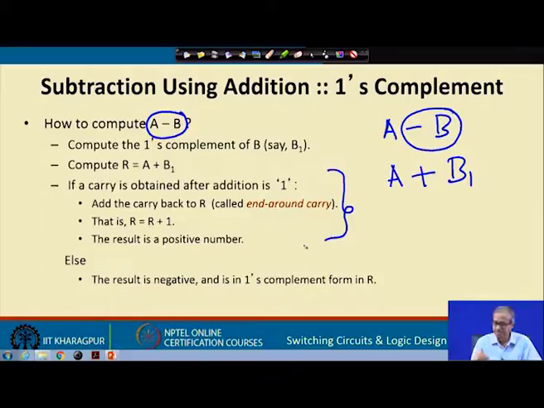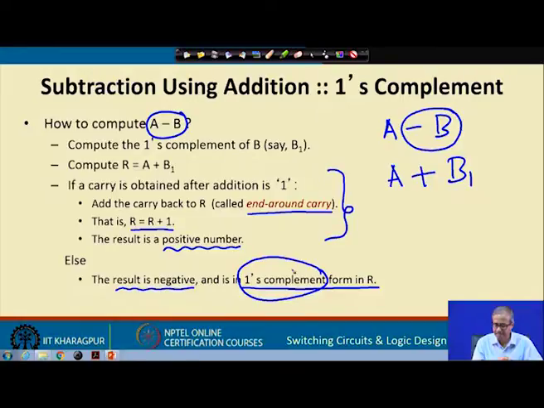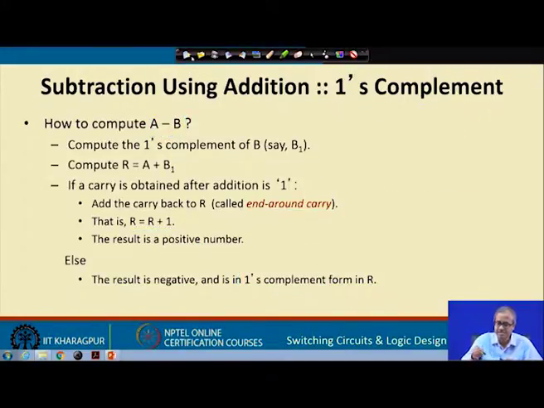Then there is a correction step, which I shall illustrate in an example. After this addition, if you see that there is a carry coming out, then you add that carry back to the result. This is called end around carry. But if there is no carry, you do not do anything. So, if a carry is generated, you can deduce two things. First, the result is a positive number, and of course that carry has to be added back to get the correct result. But if there is no carry, the first thing is that your result is negative, and whatever result you have got is already in 1's complement form, that negative number. So, using addition only, you are able to do the subtraction. Let us illustrate this with the help of an example.